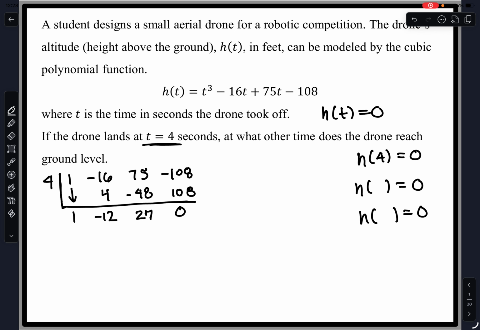So now, this quotient, which is now x squared minus 12x plus 27, we can now figure out what makes this equal to 0, and that's going to be the last two values for the entire thing. So let's see if factorization works. So let's try to break this apart by factoring and find those zeros using this technique.